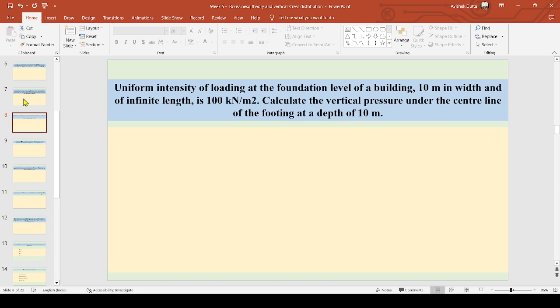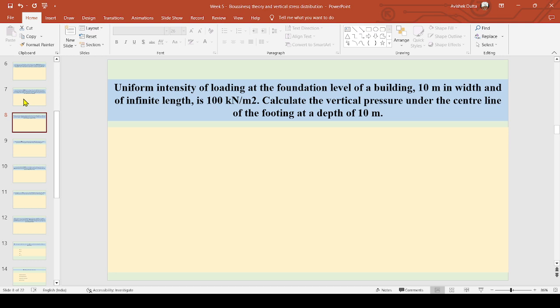Uniform intensity of loading at the foundation level of a footing 10 meters in width and of infinite length is 100 kilonewton per meter square. Calculate the vertical pressure under the center line of the footing at a depth of 10 meters.